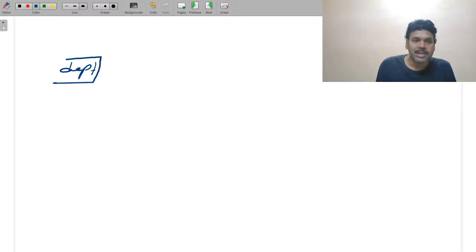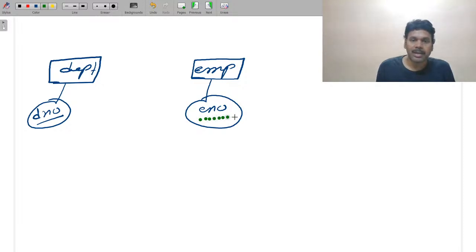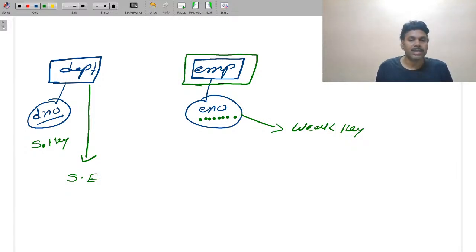There is a department instance and employee instance. Department has department number, primary key, and employee number with a dotted line. What is the meaning of the dotted line, friends? This dotted line is nothing but a weak key. This underline is nothing but a strong key. And this entity is a strong entity, and this entity is a weak entity. A weak entity is drawn as a double rectangle like this.